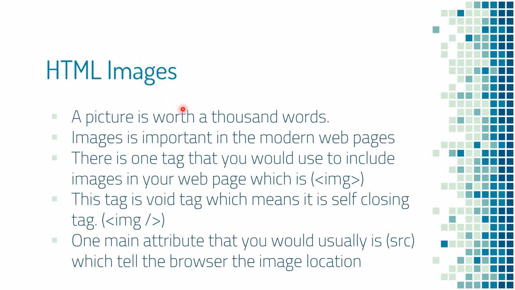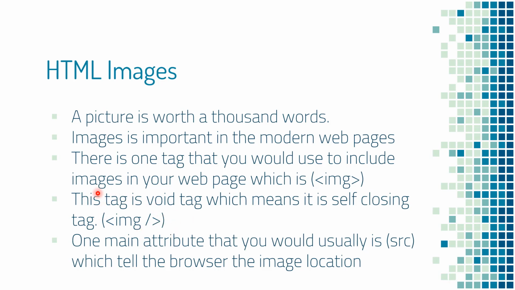To insert or add an image to your web page, we may use the img tag. The img tag is a self-closing or a void tag, which means it doesn't need a closing tag. So in this case, you would see the way that we write the tag for including the image. It's going to be img, then space, forward slash, then greater than symbol here.